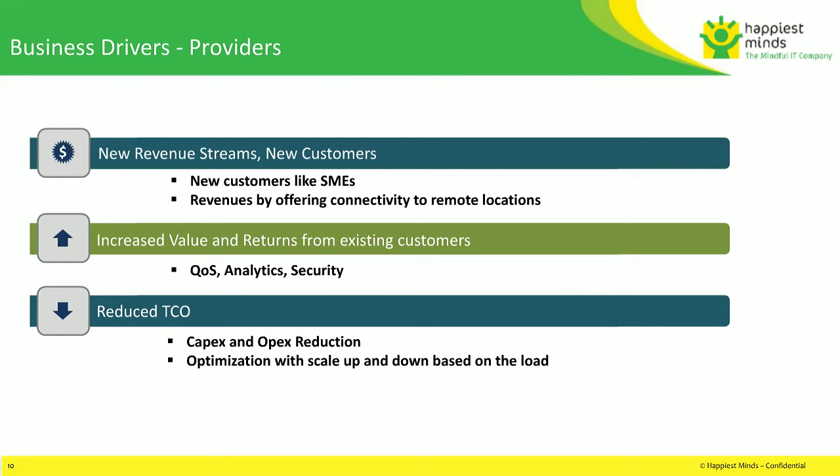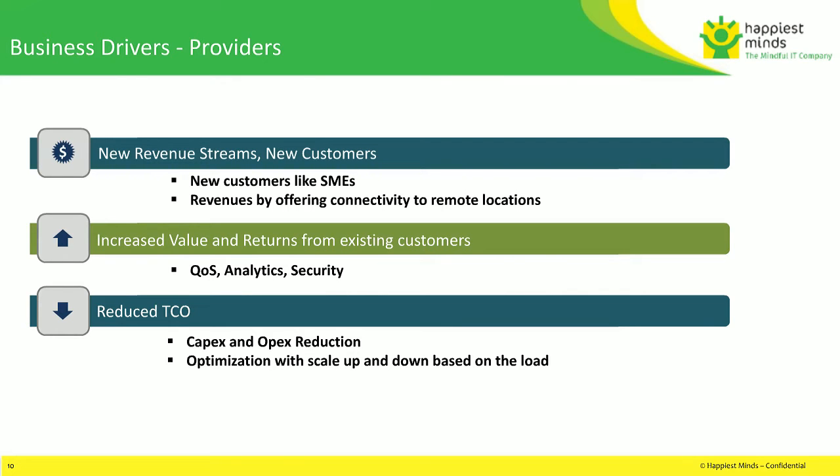It creates new revenue streams. For example, it is possible, by offering the network functions as a service and low-cost edge equipment, to have small and medium enterprises as your customers, who earlier would not have been able to subscribe to WAN services because of the prohibitive cost.